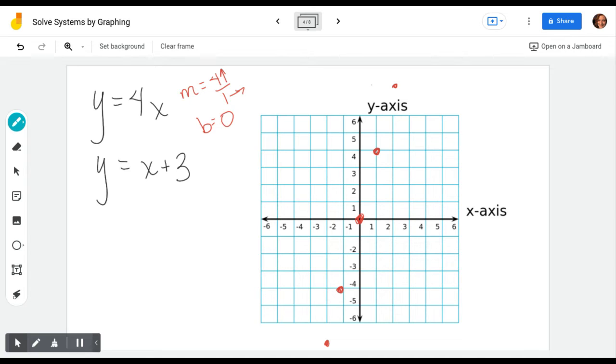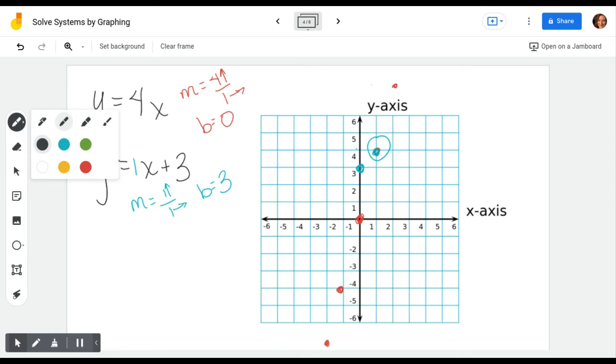Okay, my second one, my slope is a 1. That's a 1 over 1, and it's positive, so it means up and right. My y-intercept is at a 3. So my starting point goes at 3 on the y-axis. From there, I'm going to go up 1, right 1. Hey, look at that. That's where they cross.